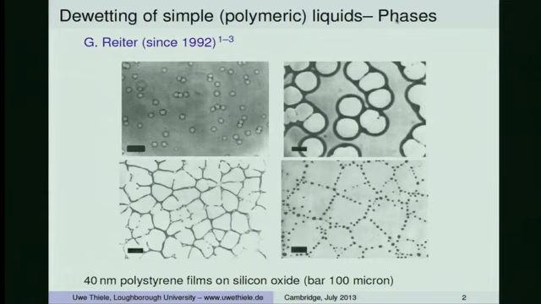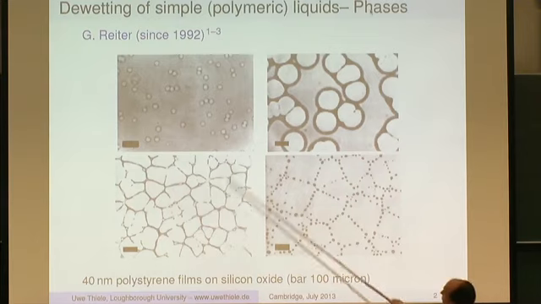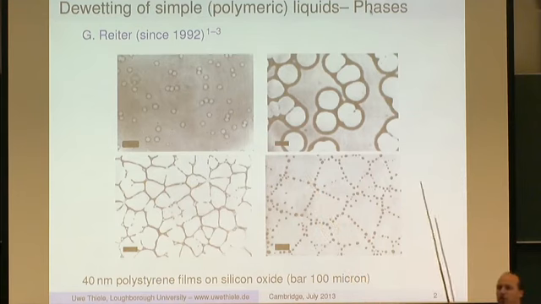A good starting point to explain what one wants to describe are these experiments by Günther Reiter, published in the early 90s, where you have a thin polymeric film. This is a top view already in the experiment. This film is 40 nanometer thick polystyrene. It is spin coated in solution on a substrate, then the solvent evaporates. It's still at room temperature.